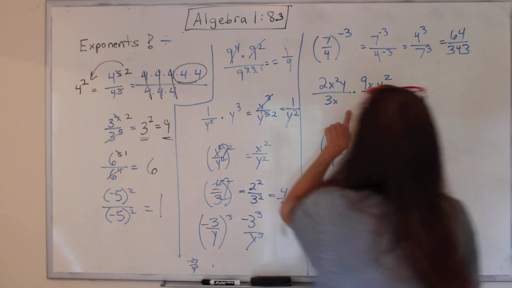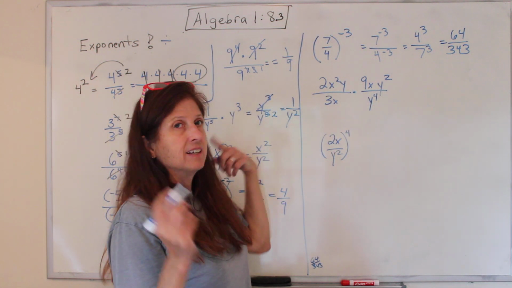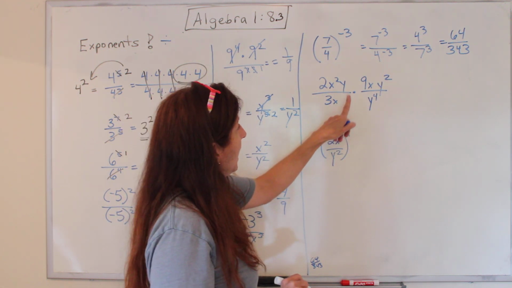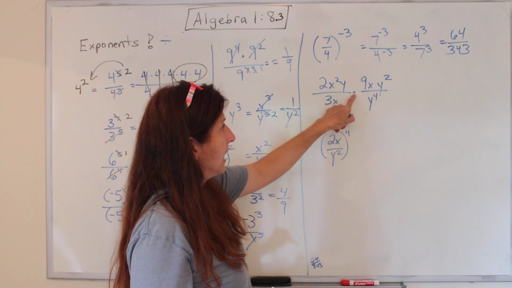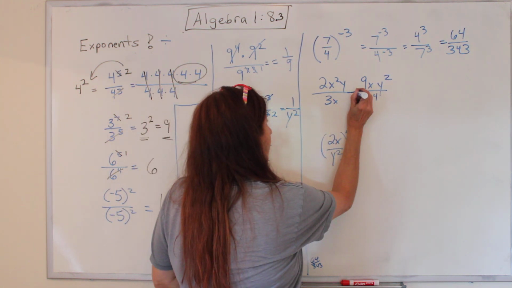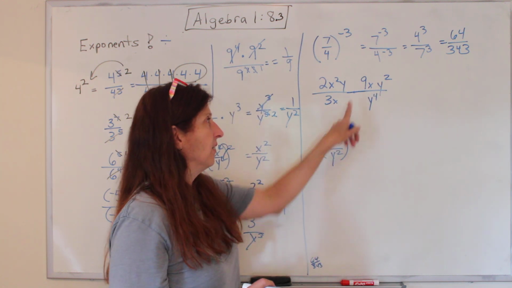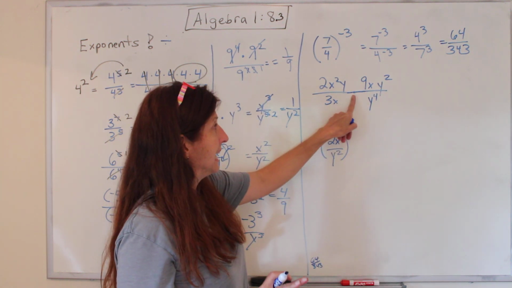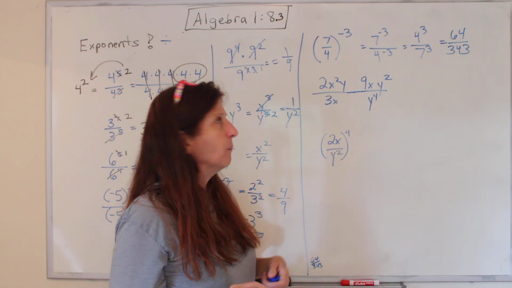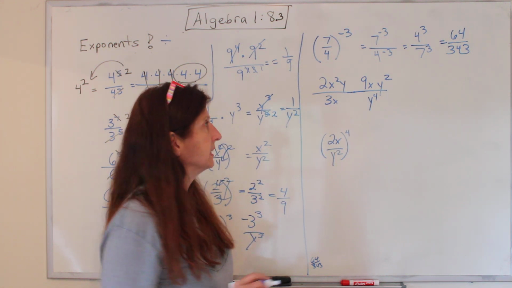Okay, how about this one? I really like these because they look so fancy. We get to do fancy math, yay! Alright, if you've got something like this with the times between them, it is the same thing as all one big fraction. Now if it's divide, we do it different, but if it's times between them, we just make it one big fraction bar and we get to start marking out to our heart's content.